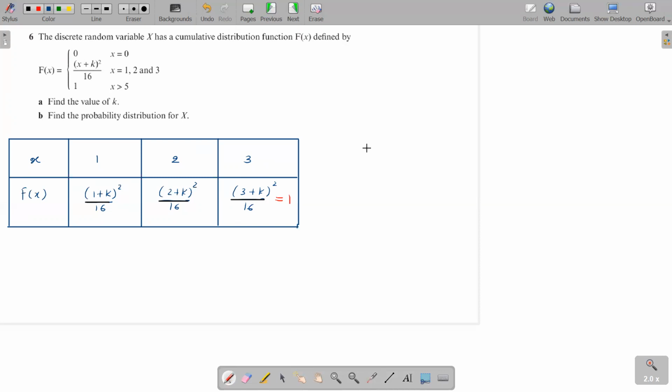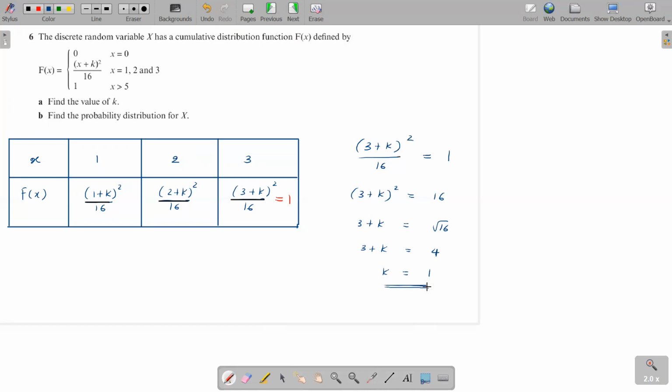So you will write here (3 plus k) whole square over 16 is equal to 1. So (3 plus k) square equals 16 into 1, that's 16. 3 plus k equals root 16. Okay. So we will go for the positive k value. So plus 4, k equals 4 minus 3, that's k equals 1. So I went for the root, and in the root, I took the positive figure. Okay. So we will go with the positive value here. So k is 1.